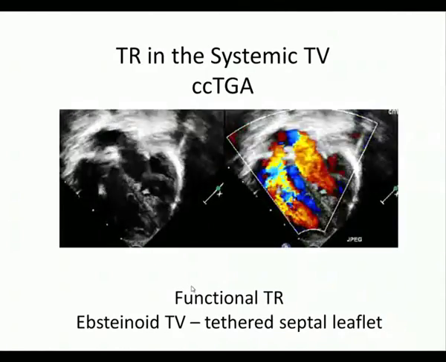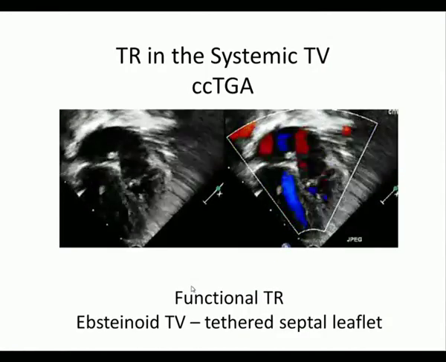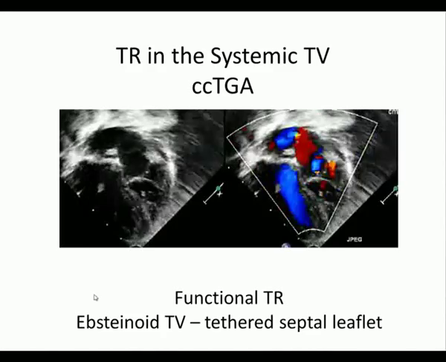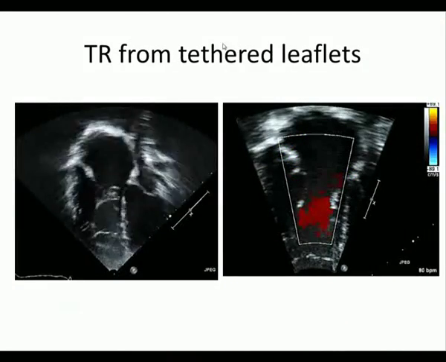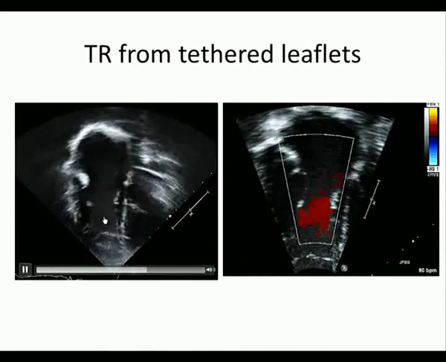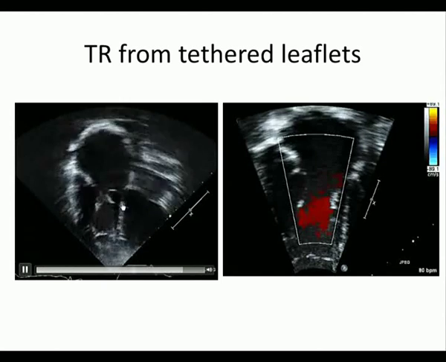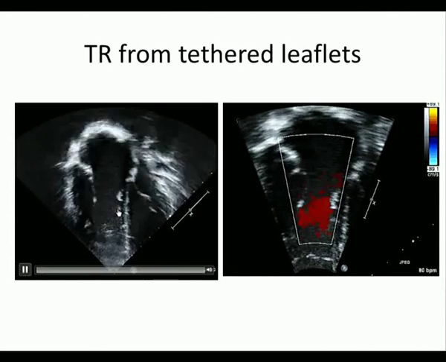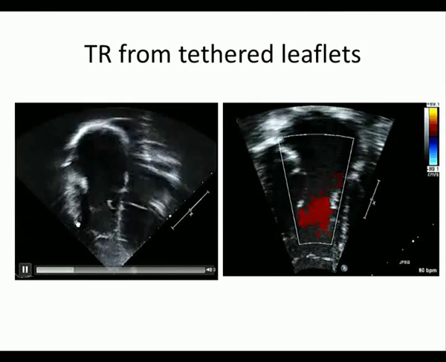And I'll put the repair concept together because, as I said, it follows very much along the lines of what Robert was talking about before. When I talk about tethered leaflets causing tricuspid regurgitation, I'm talking about this lesion. So this is the tricuspid valve. This is the septal leaflet. And if you notice, the septal leaflet is tethered on the edge, doesn't really move towards the middle.